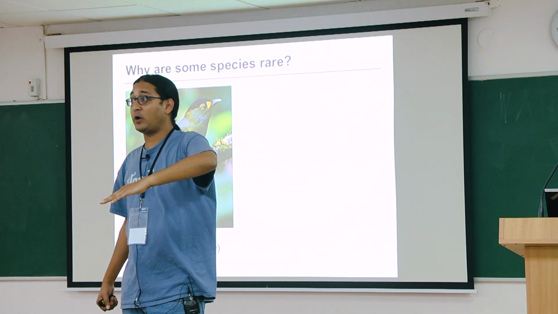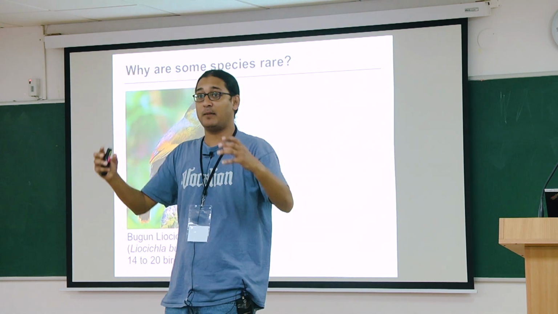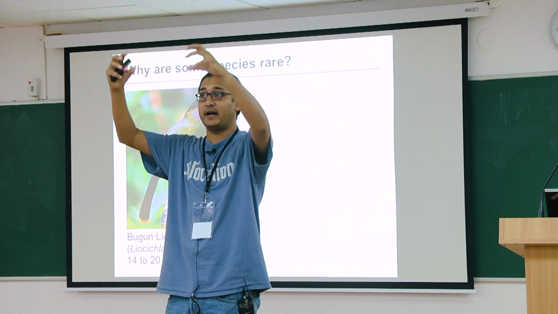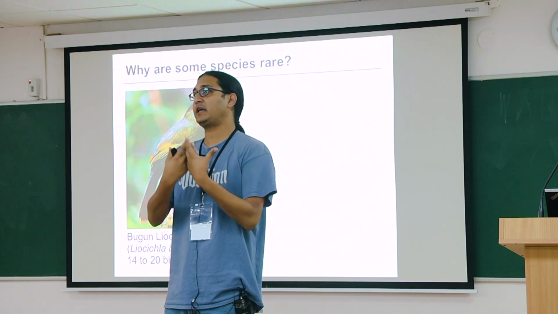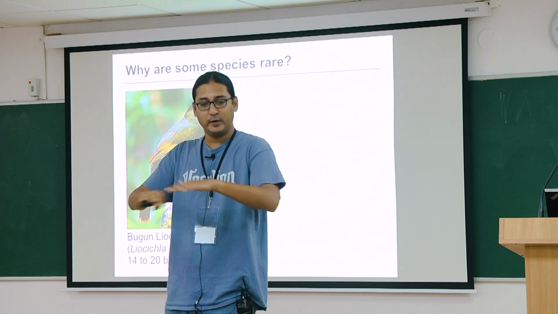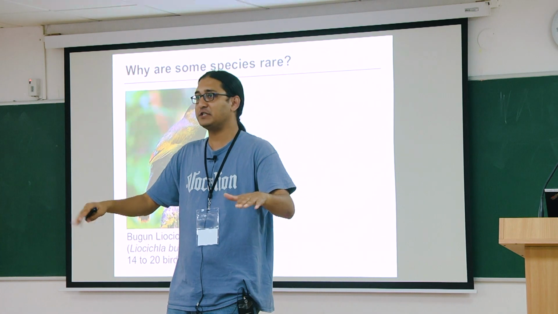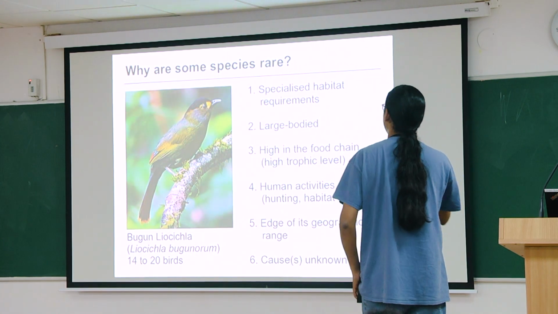And what happens when you go from a producer up to a consumer, the amount of energy available at higher and higher trophic levels reduces. As energy reduces, the capacity to support a large number of individuals also reduces. So generally lower trophic level species are much more common than higher trophic level species. So here are some of the reasons why species are rare.